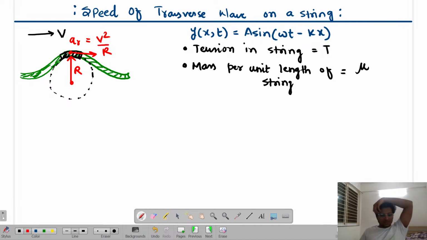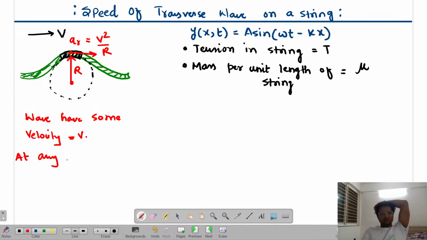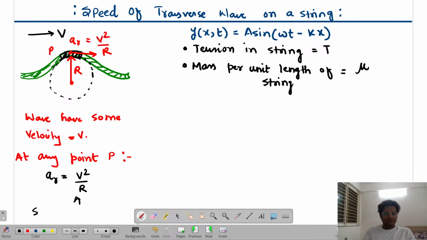Is that clear? Are you able to get me? So we want to define, if the wave has some velocity v, then at any point p, like over here, I can define my radial acceleration, that is equal to v square upon r, where r is the radius of the arc, or radius of curvature, you can say. Is this clear or not?